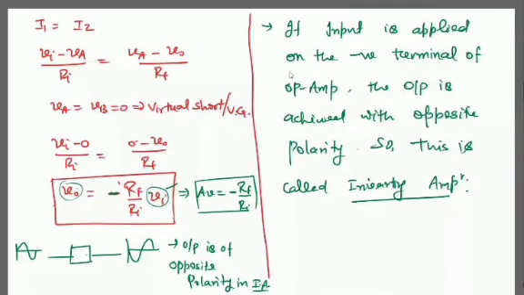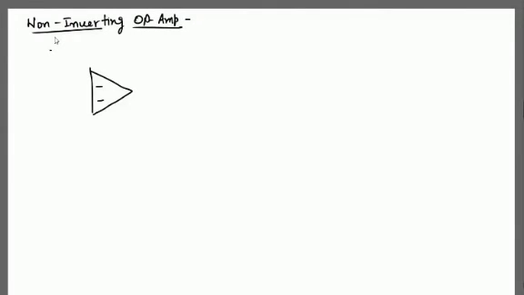The second one I would like to explain is the non-inverting operational amplifier. Non-inverting operational amplifier. This is minus, this is plus.